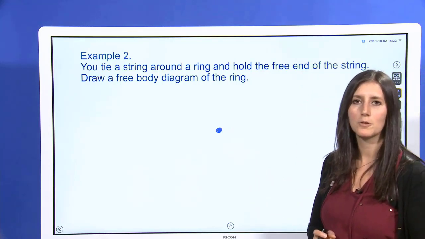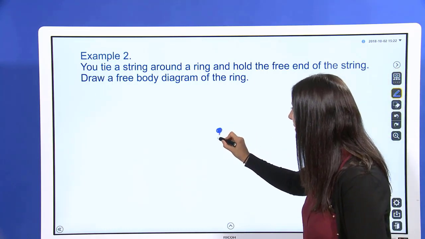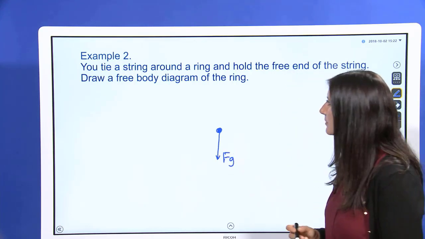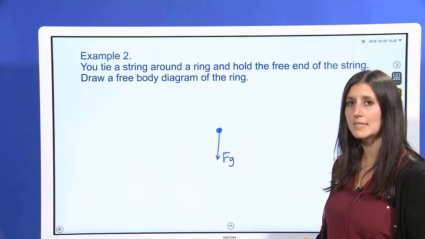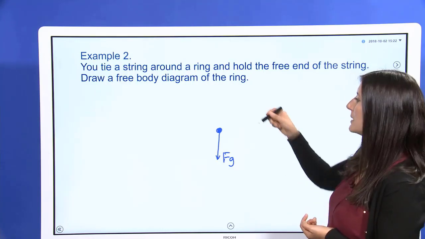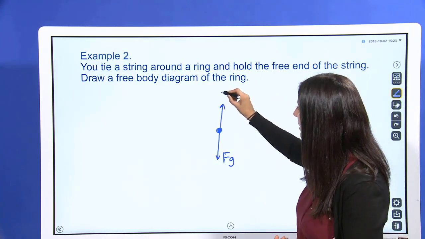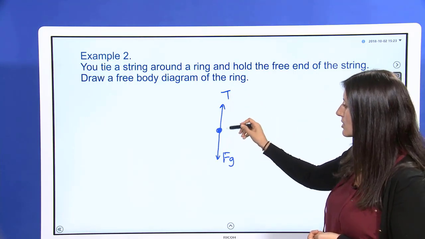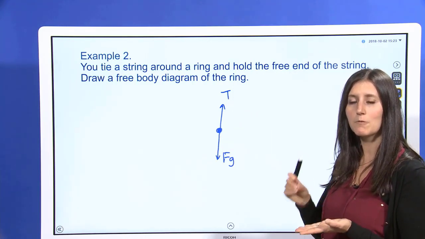And now let's think about all the forces acting on it. So we always have a force of gravity, so let's put that in. Force of gravity always acts straight down. And now, if that was the only force acting on the ring, it would be falling down. So there must be another force that's keeping it from falling. It's being pulled up by a string. So there's a force of tension. So I'm going to call that T for tension. That's my tension force. It's equal in magnitude to the force of gravity, but it's going in the opposite direction, keeping the ring from falling down.